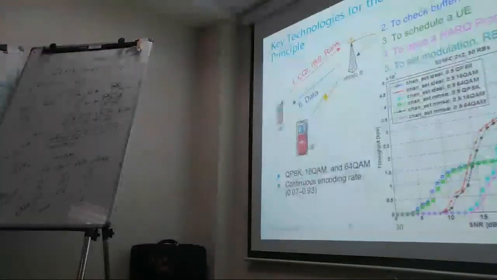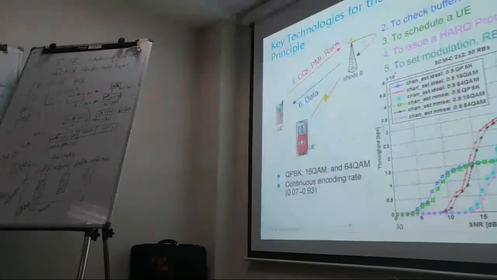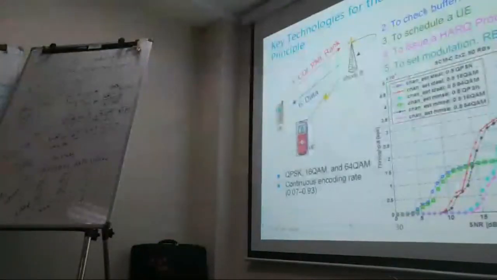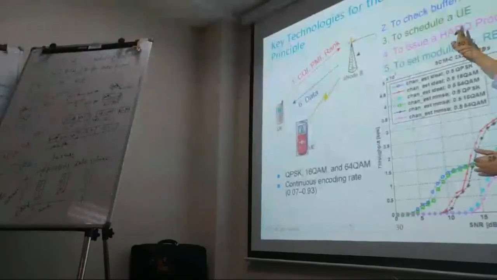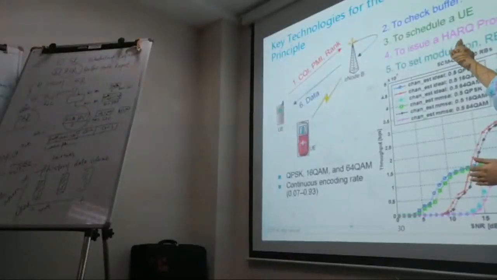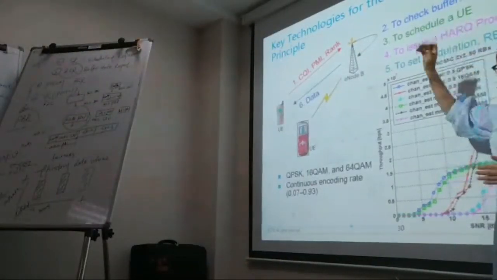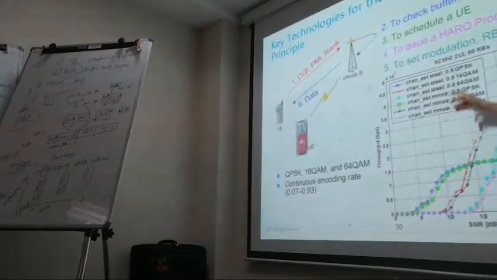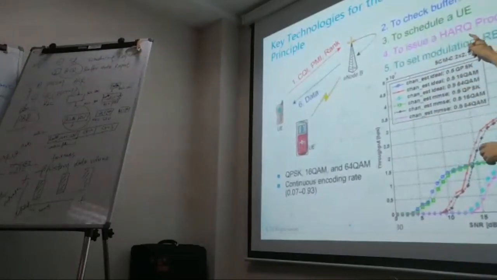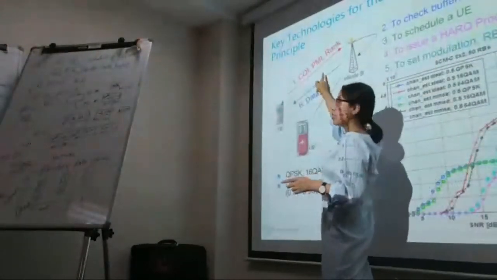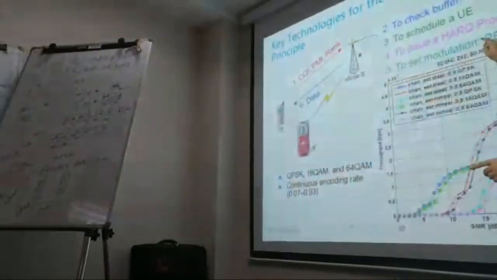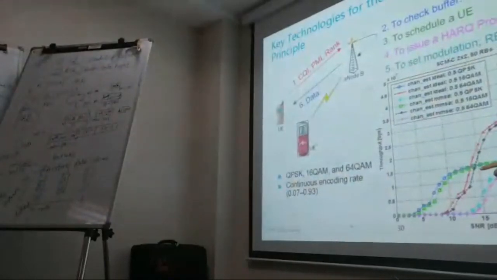If I schedule the UE and I have data information, I should start a HARQ process, because the information must be transmitted reliably. So it will issue a HARQ process for this data. If I schedule the UE, I will start this process. And I will select the modulation, RB, RV like this, according to the CQI.